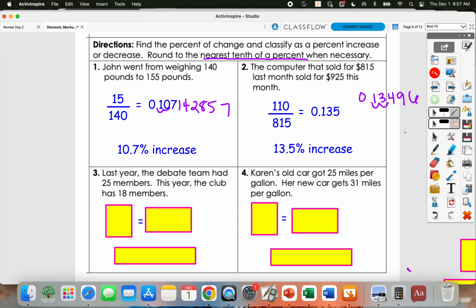Okay. Y'all, will you try number 3 and number 4 for me? And the answer is in the number 3 and number 4. You always want to round to the nearest tenth of a percent, just because that's what our direction is.